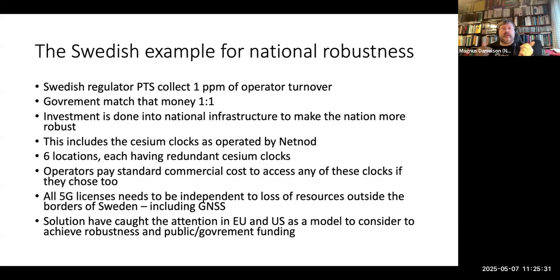However, all 5G licensees in Sweden need to be independent of the loss of resources from outside the borders of Sweden. So anything outside the Kingdom of Sweden needs to be something you can lose. So they cannot depend on a data center or other things. There can be such resources, but they need to be able to survive and operate sufficiently efficiently. Turns out this also includes GNSS.